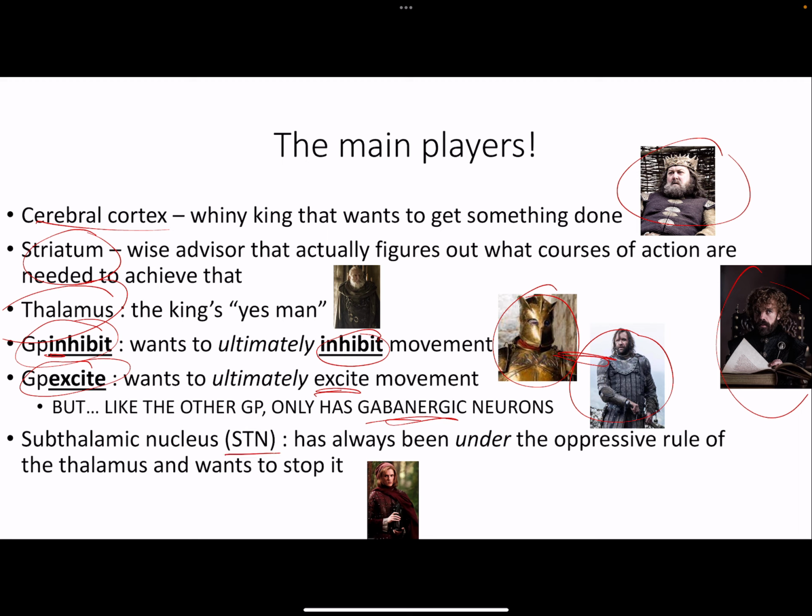And then the subthalamic nucleus. I think of somebody who's been under, subthalamic, because from an anatomical standpoint, it is right under the thalamus. But I think of it as under the oppressive rule of the thalamus, and it's had enough. It wants to rebel. It wants to shut down the thalamus.